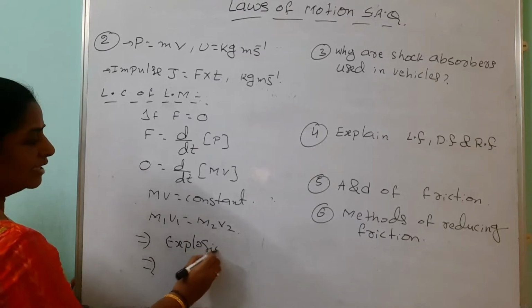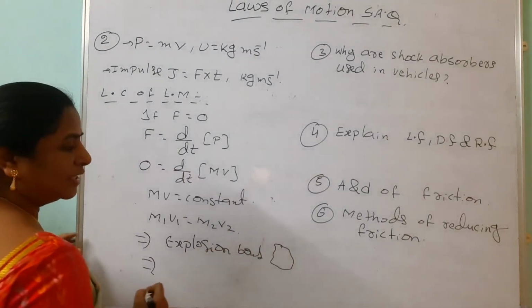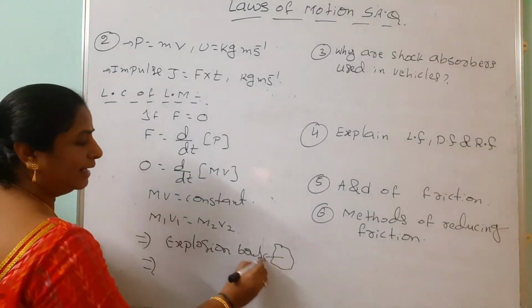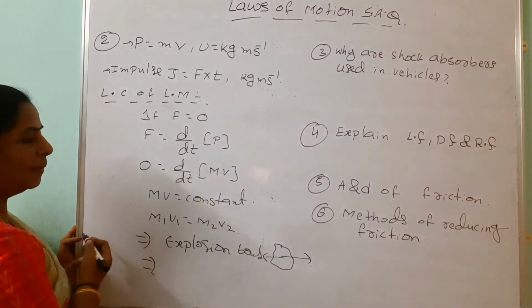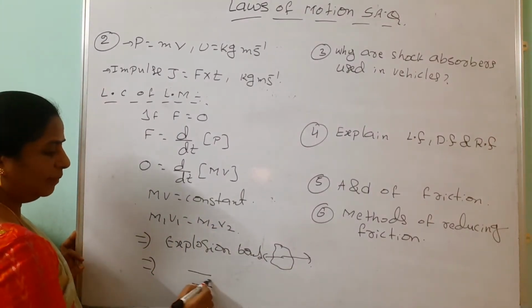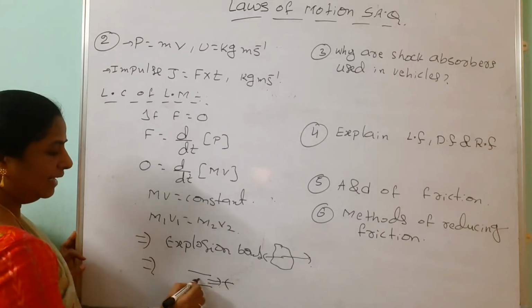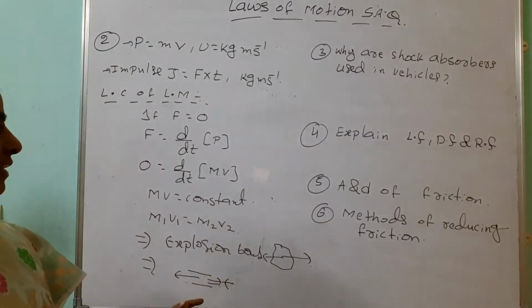One is the explosion of the bomb. What happens? Suppose the bomb is split into two parts. One part is coming this side, another part is going that side, because both are in opposite directions. Then like that, there is a gun and bullet. The bullet is going like this, but the gun is moving in the backward direction. Why? According to the law of conservation of linear momentum.